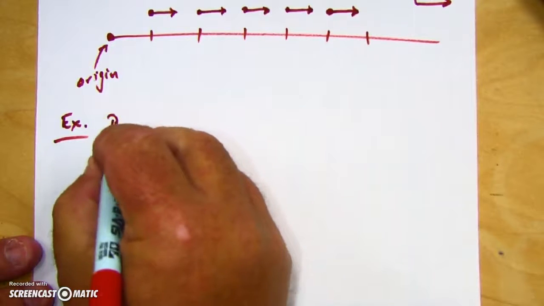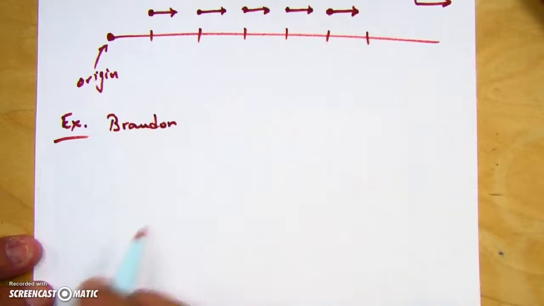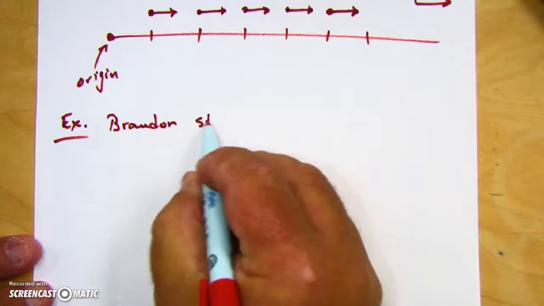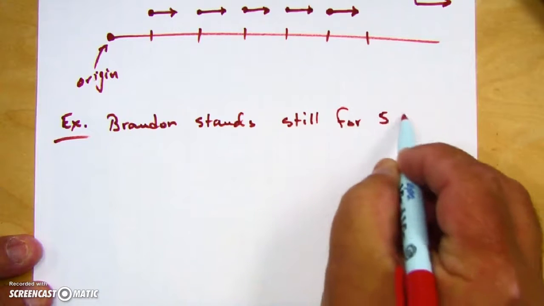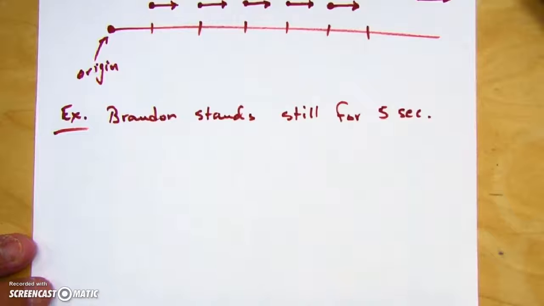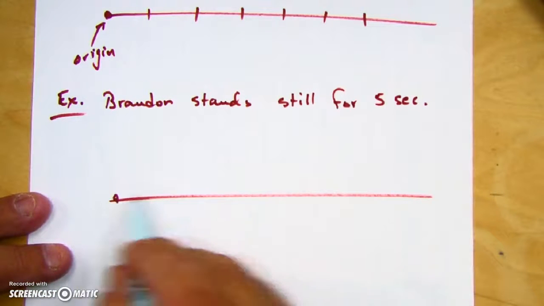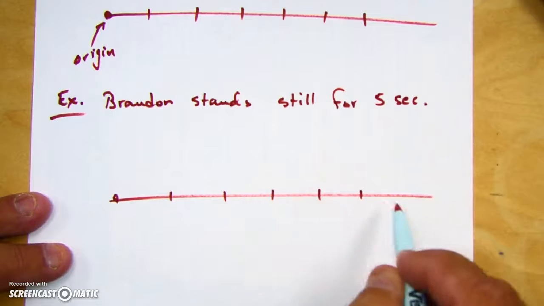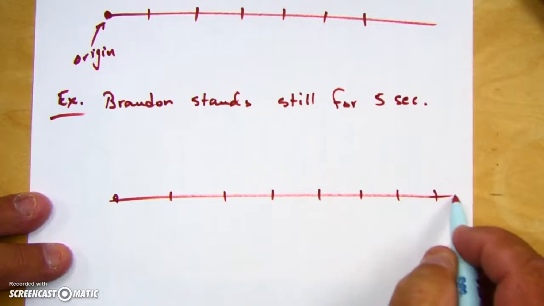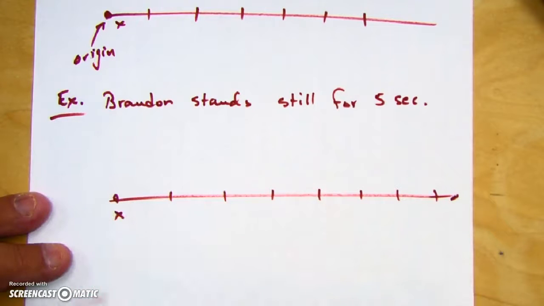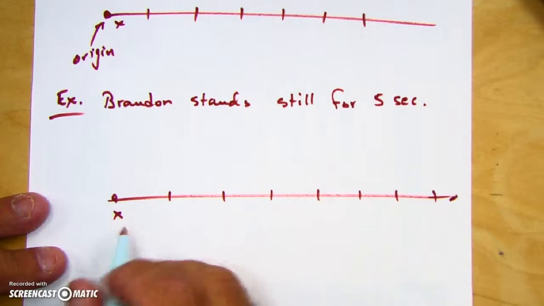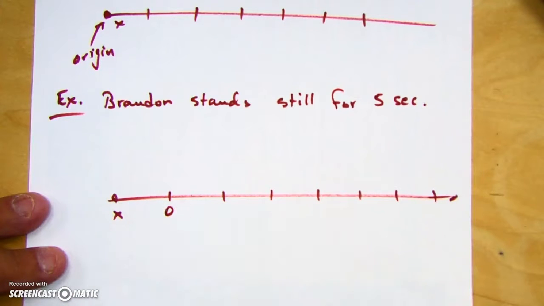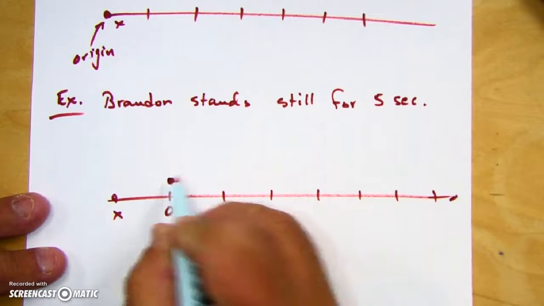Now let's have Brandon, occasionally lazy. Brandon stands still for 5 seconds. So in other words, let's see what would happen if you were at rest. Again, we'll start with this, put marks like that. And again, this is an x thing, it's showing position, and we're going to make him standing still right at what we call 0. We'll call this 0, and he's standing still. So there's Brandon.